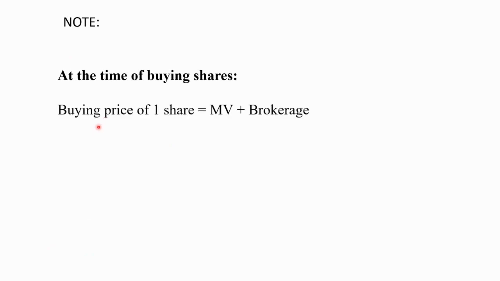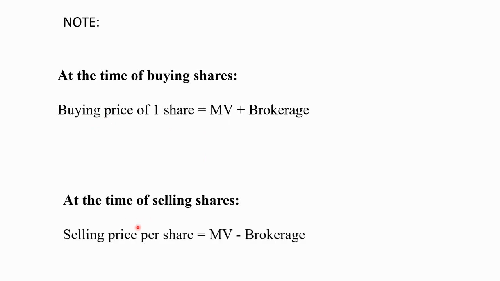Let us note a few points. At the time of buying the share, buying price of one share will be market value plus the brokerage. And at the time of selling shares, selling price per share will be equal to market value minus the brokerage. So the difference is while you buy the share, the brokerage is added to the market value, and when you are selling the share, the brokerage is subtracted from the market value.